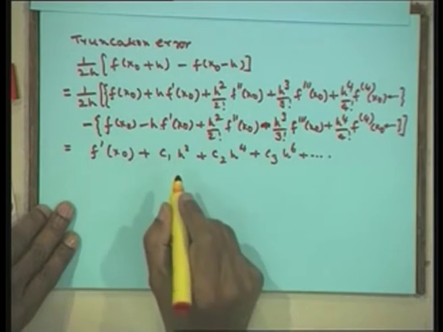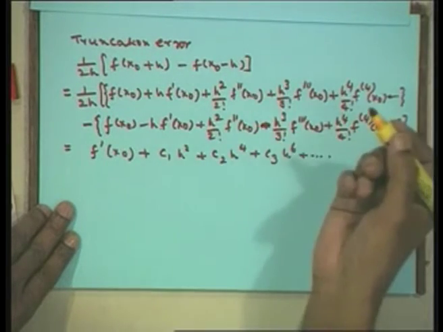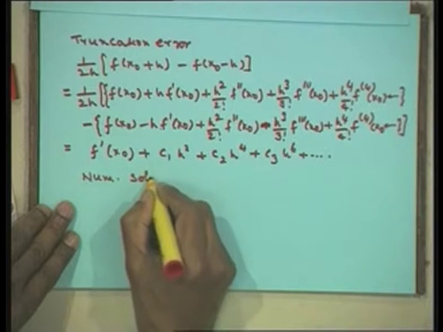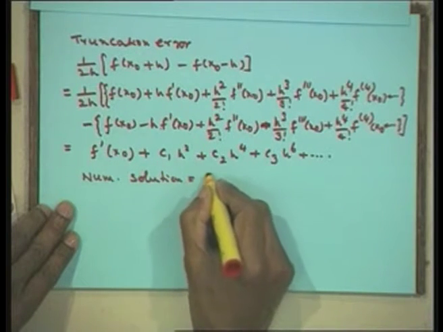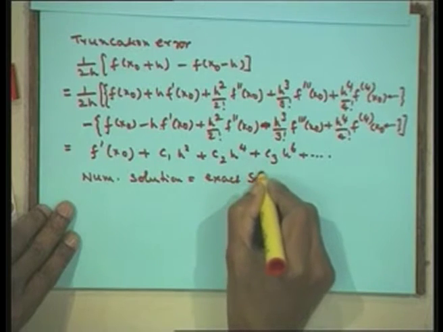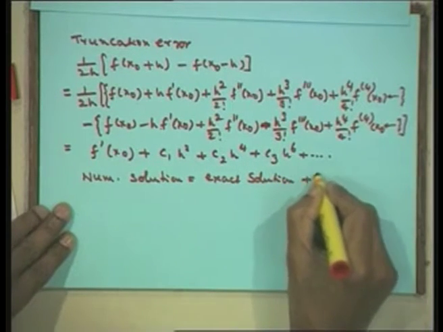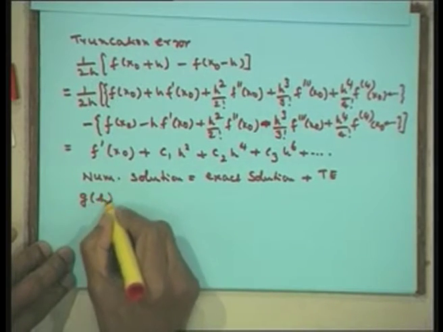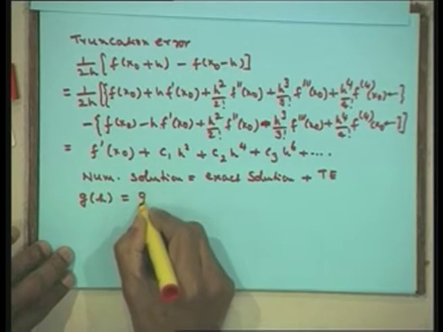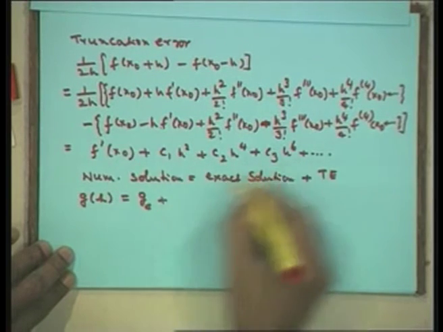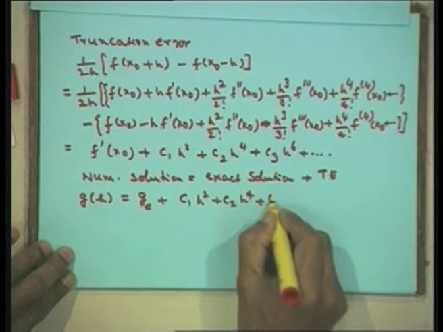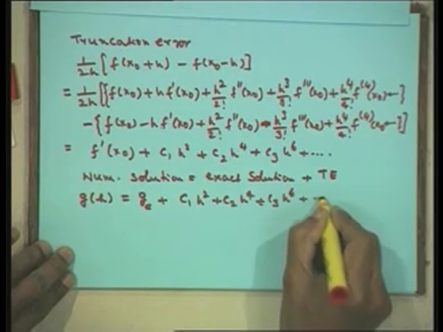Now, numerical solution is equal to exact solution plus truncation error. So, let us write down the numerical solution is equal to exact solution plus truncation error. Therefore, if I denote g of h by the numerical solution, I can write this as g of exact plus these error terms c1 h square plus c2 h to the power of 4 plus c3 h to the power of 6.